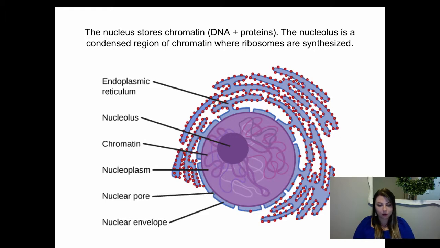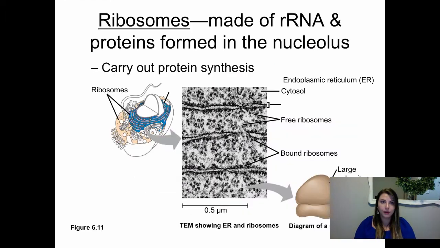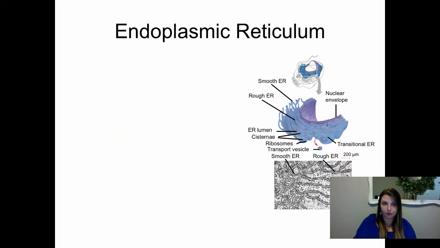Now the nucleolus is a condensed region of chromatin where ribosomes are synthesized, and again, ribosomes are used to make proteins, and again, we need proteins for everything. So ribosomes are made of RNA and proteins, and they're formed in the nucleolus. And these ribosomes help carry out protein synthesis.